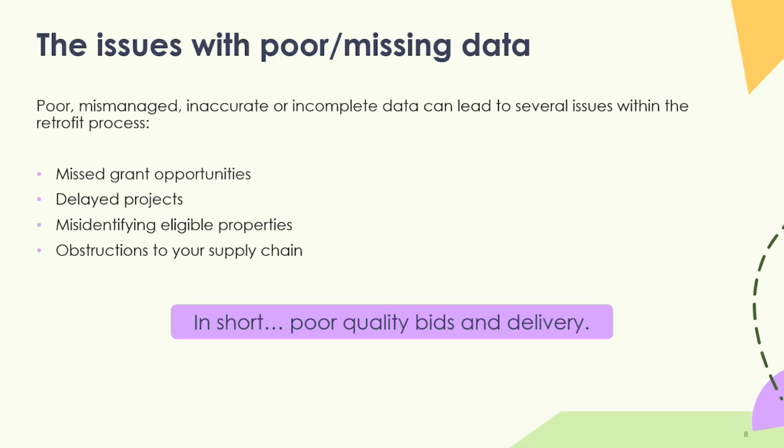Misidentifying eligible properties: poor data or gaps there can lead to property ID being out of kilter, and then you're spending more or less effort than what is required for the needs and wants of particular properties.